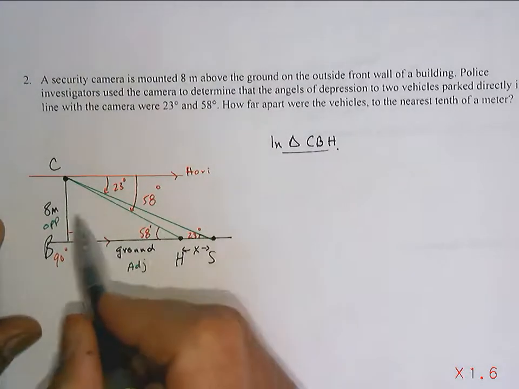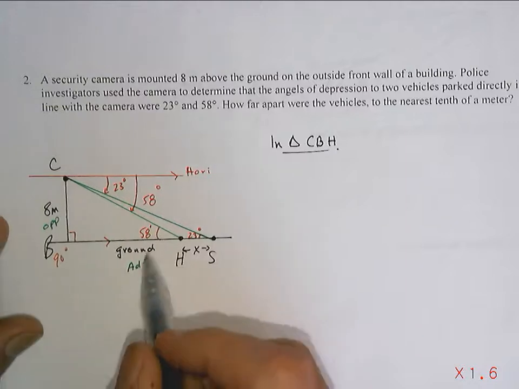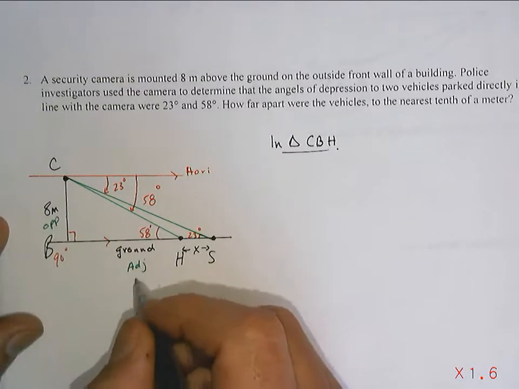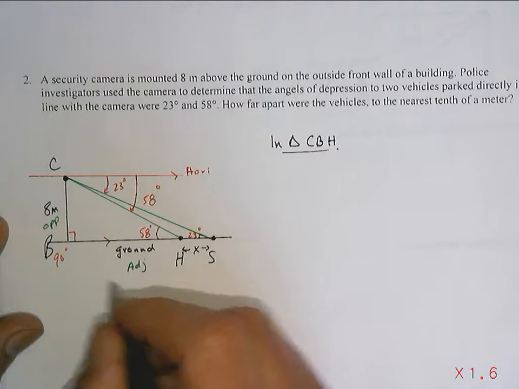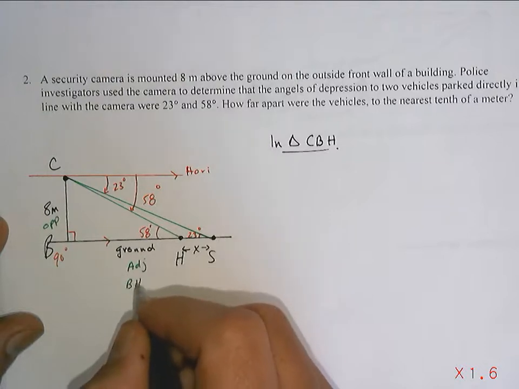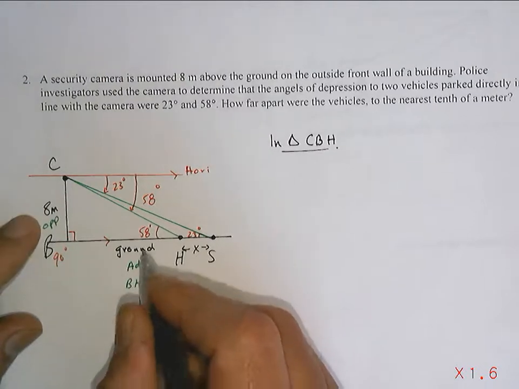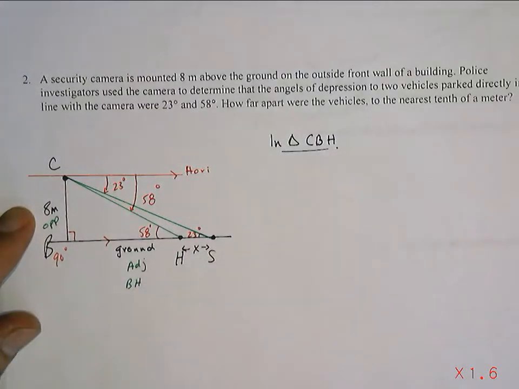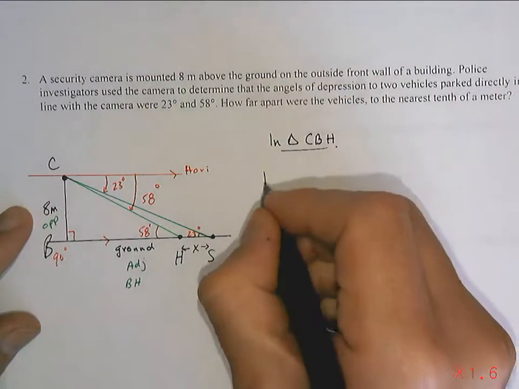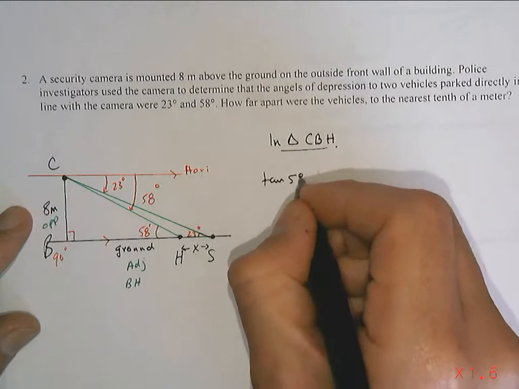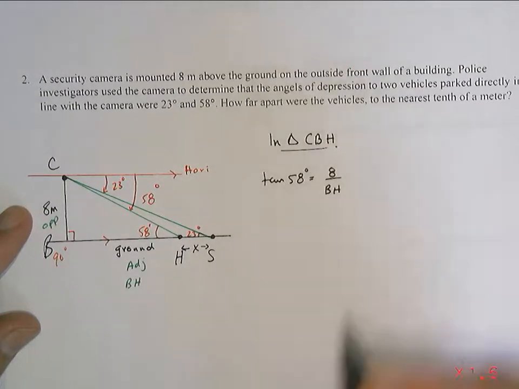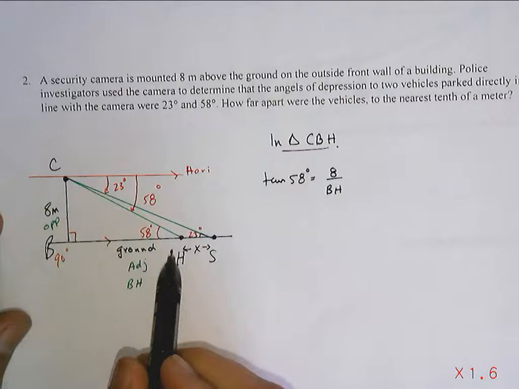So if I want opposite, and if I want adjacent, and I've got opposite, let's call this adjacent. I need to call it something. Can we call it BH? We'll just call it BH at the moment. If I want BH, I want adjacent, I've got opposite, I've got an angle. That's going to be tangent. Tangent deals with opposite and adjacent. You just got to know that. So tangent of 58 degrees equals 8 over BH. And that's the distance from the base of the building to the Honda.